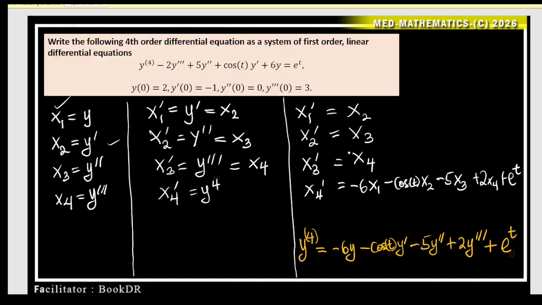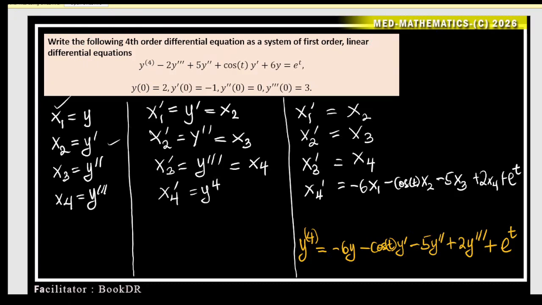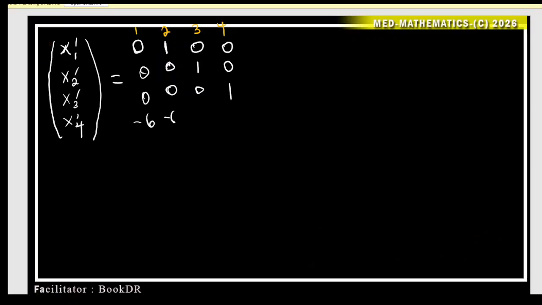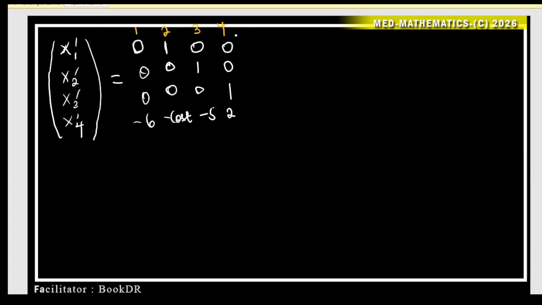Let's go to the third equation, which will give us the third row. The only x value that is present is x4. So we only represent the coefficient of x4 in column 4, and that is 1. So we are going to have 0, 0, 0, then 1. Then, as for the fourth equation, which will give us the fourth row, we have all the components, x1, x2, x3, and x4. The coefficients are minus 6, minus cos t, then minus 5 and 2. So this will be our first matrix here. And this matrix will multiply our new variables. These are the x1, x2, x3, and then x4.